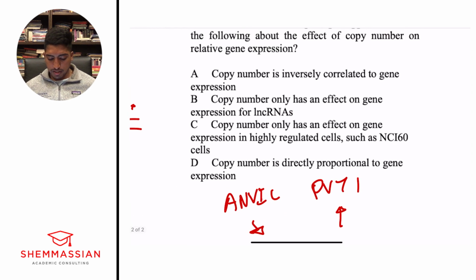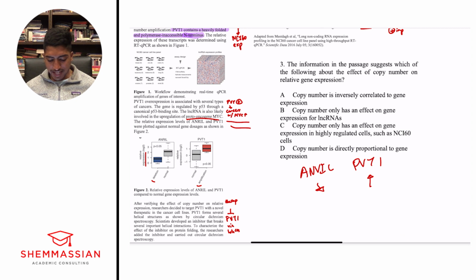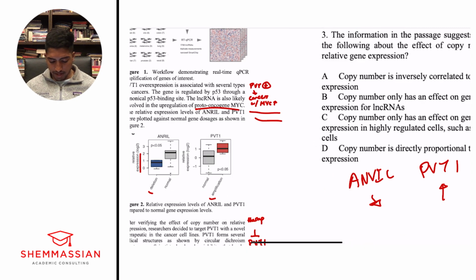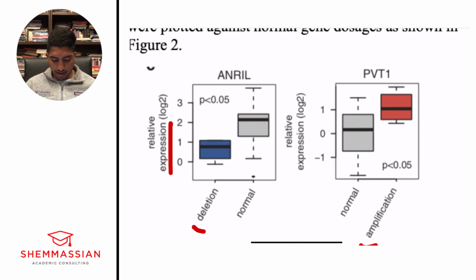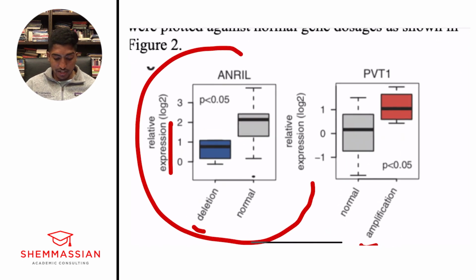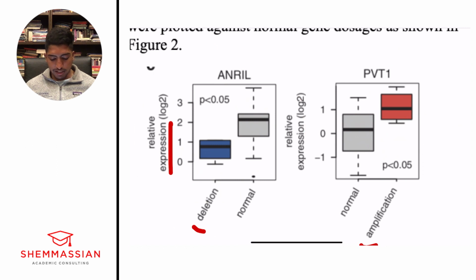Okay, so now what is happening, right? If ANRIL is decreased, sorry, I've been saying ANVIL, it's actually ANRIL. If ANRIL is decreased, you have a deletion, what is happening to the relative expression? So we see that there is a significant thing, right? P-value less than 0.05 means significance.